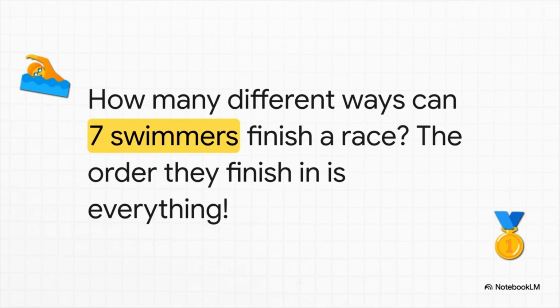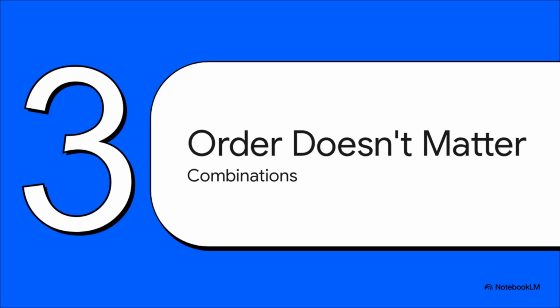Here's another quick one to lock it in. You have 7 swimmers in a race. First gets gold, second gets silver, third gets bronze. Is the order they finish important? Oh yeah, it's the entire point of the race. That's a classic permutation problem. Okay, so now let's go down that other path. Section 3, when order doesn't matter.